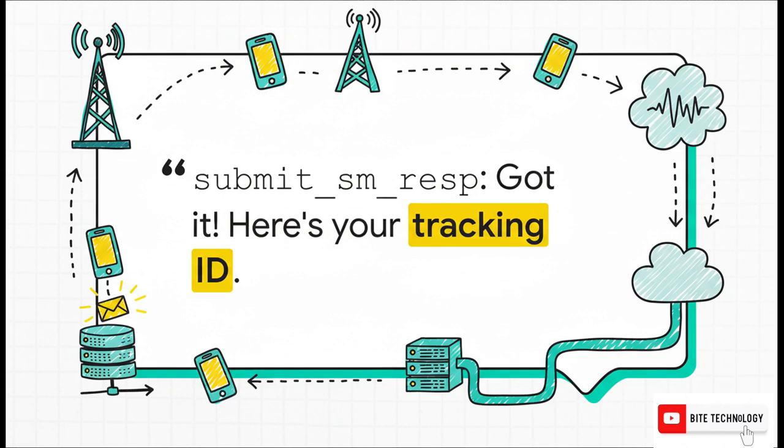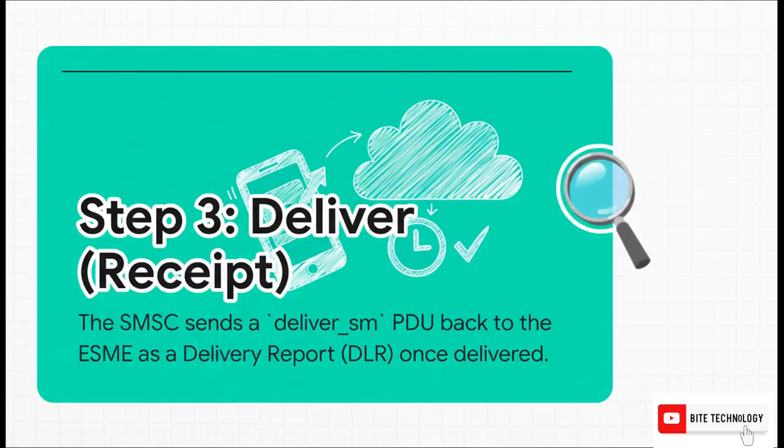It lets the app keep tabs on it. And this is where that tracking number pays off. Step 3, the receipt. As soon as your phone gets the message, the SMSC sends another message, a deliver_SM, all the way back to the original app. This is the delivery report, or DLR. It's basically the SMSC saying, hey, remember that message with tracking ID XYZ789? Well, it's been delivered. Job done.